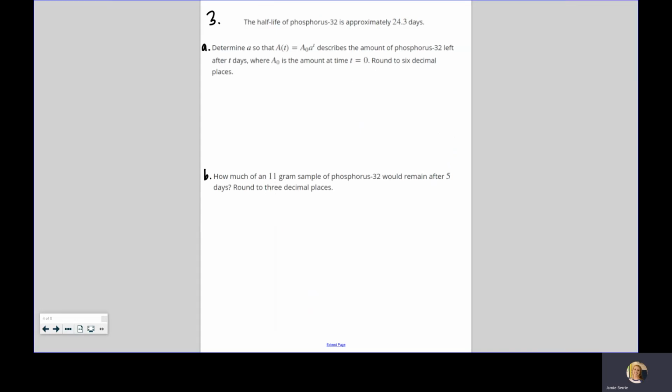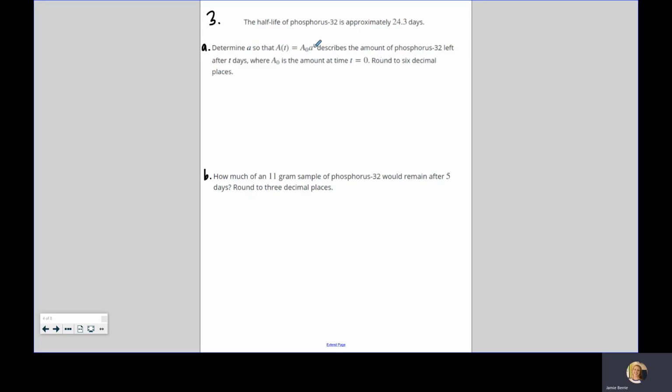So let's look at our first example. It says, the half-life of phosphorus-32 is approximately 24.3 days. So what that means is that that's how long it's going to take for some amount of phosphorus-32 to decay to half of what it initially was. It says, determine the value of little a so that A of t equals A sub 0 times a to the t describes the amount of phosphorus-32 left after t days, where A sub 0 is the amount at time t equals 0. Round to 6 decimal places.